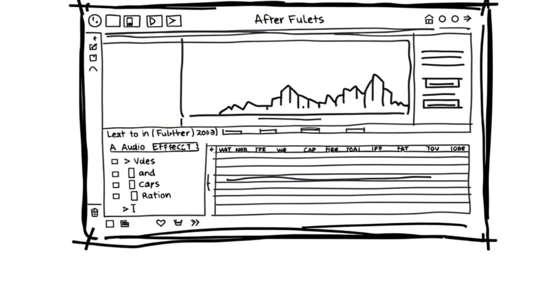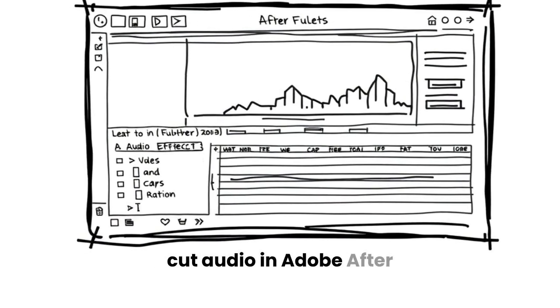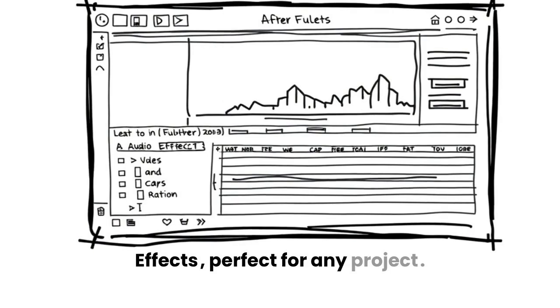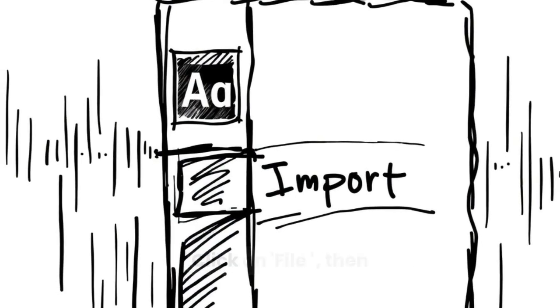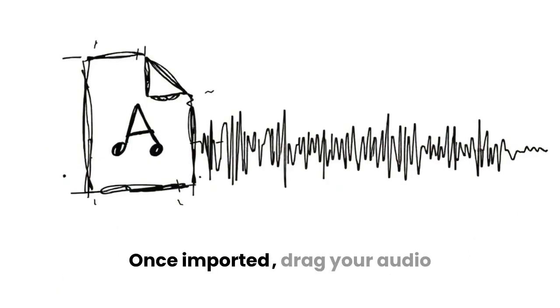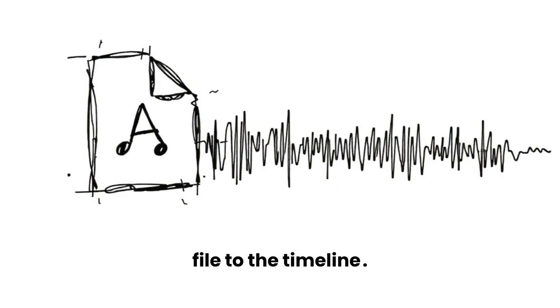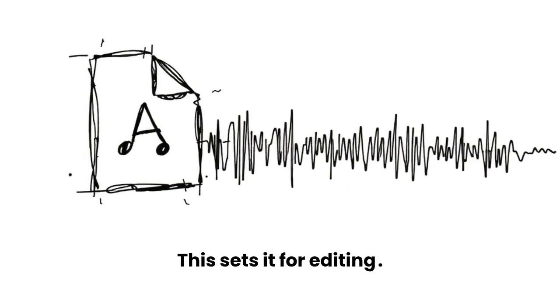Welcome! Today, we'll explore how to cut audio in Adobe After Effects, perfect for any project. First, import your audio file. Click on File, then select Import and choose your audio file. Once imported, drag your audio file to the timeline. This sets it for editing.